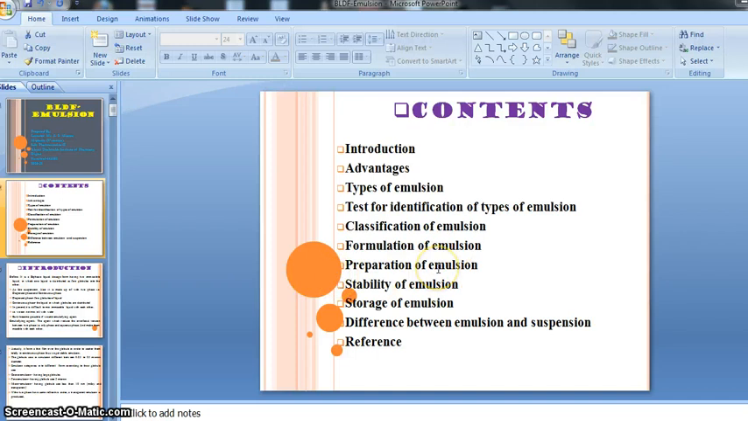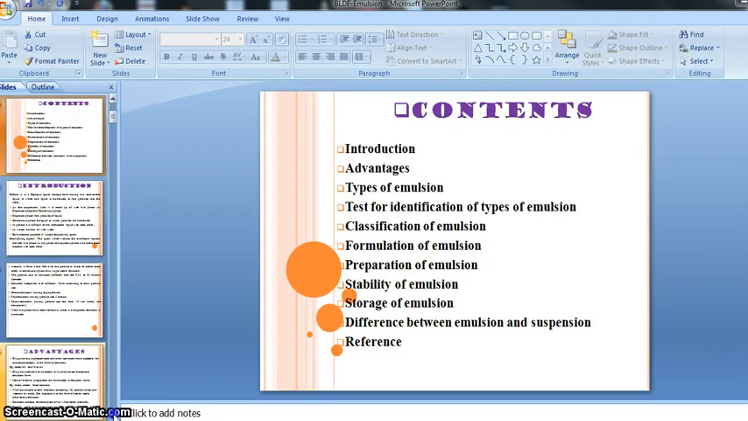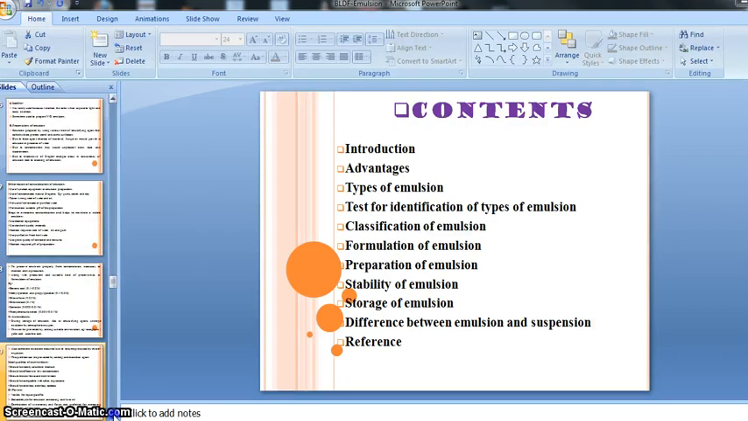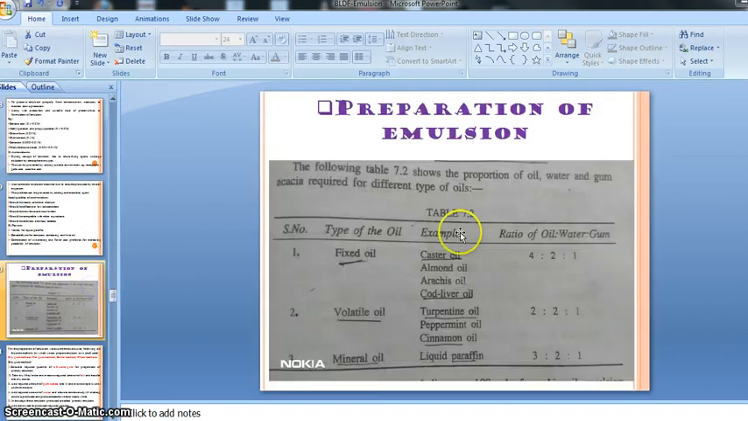So, in today's lecture, we will discuss the stability of emulsion, right? Before starting the stability of emulsion, we have to recall whatever we studied in our previous lecture, right? So let's see. In our previous lecture we had discussed the preparation of emulsion.